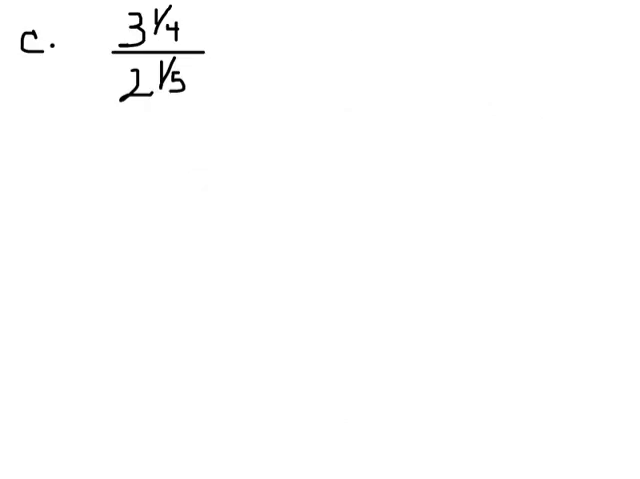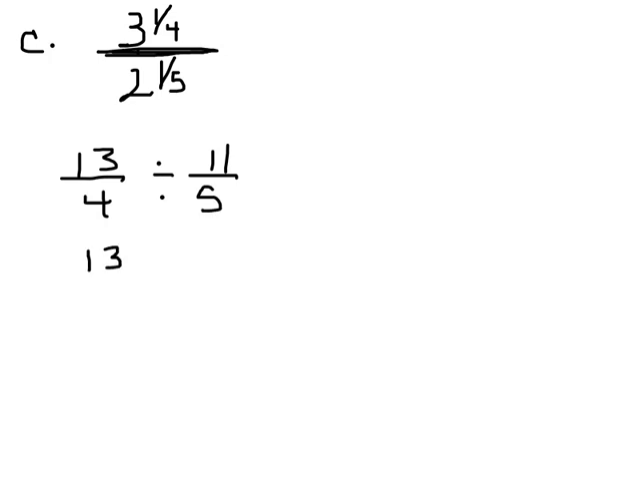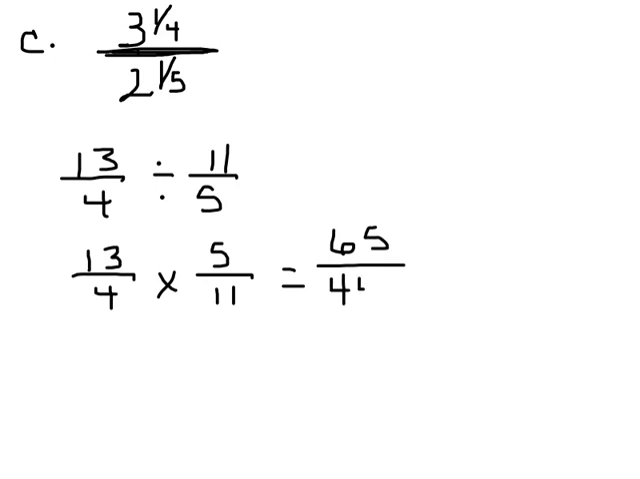All right, again, remember this division bar, that means divide. Let's change these into improper fractions. So we have 13 over 4 divided by 11 over 5. Now let's do that all-important step of changing the sign and inverting the fraction. We cannot cross cancel anywhere, so 13 times 5 is 65, and 4 times 11 is 44.